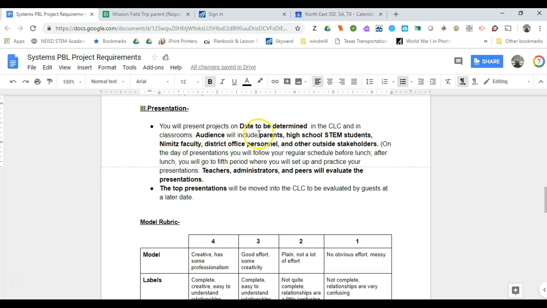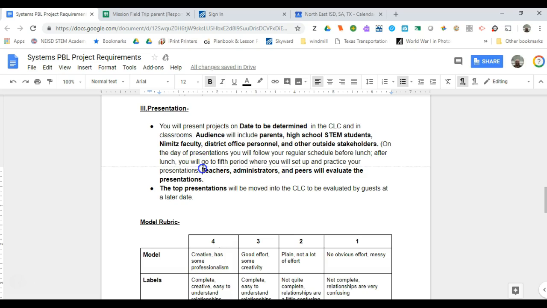Now, your audience will include parents, high school STEM students, Nimitz faculty, district office personnel, and other outside stakeholders. So all kinds of people could be there. Engineers, doctors, lawyers, all kinds of people who know stuff about your system could be there to talk to you and ask you questions. So be prepared and be accurate.